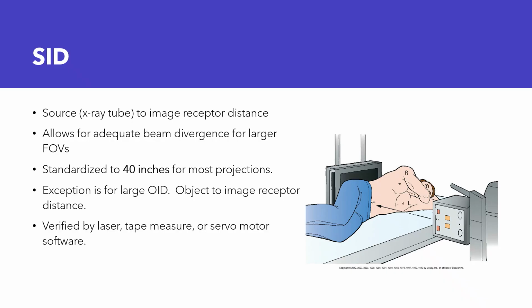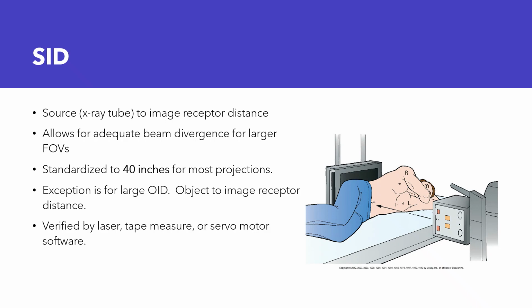Okay? The exception to the rule for the 40-inch standardized SID is for any projections that require a large OID, an object to image receptor distance. Now you notice in this illustration, the patient has their back right up against the image receptor, which is running vertically in this illustration. Okay? So that's what we call zero OID. For all zero OID projections, you can take this to the bank. For all zero OID projections, the correct SID, or the recommended SID, is 40 inches.